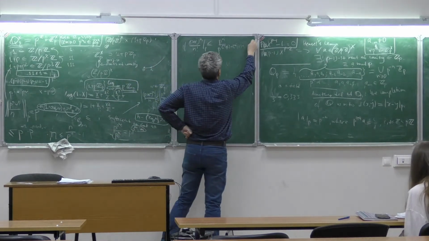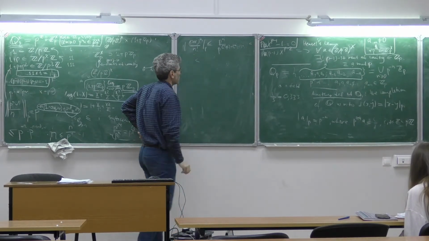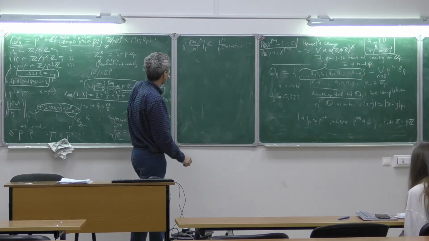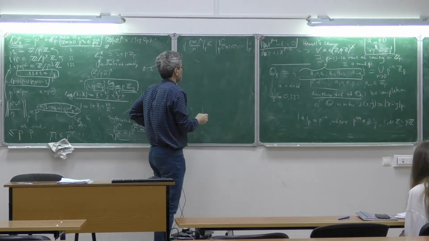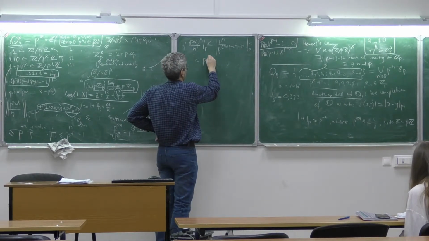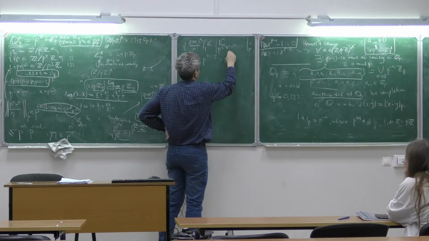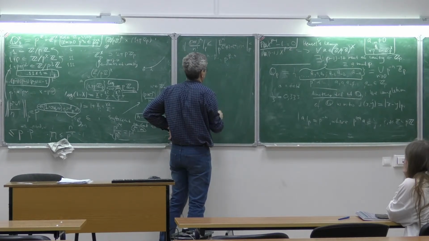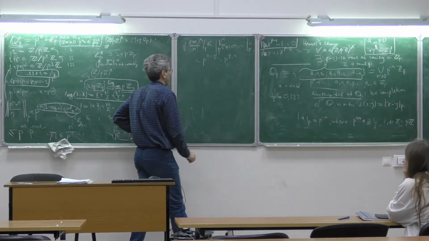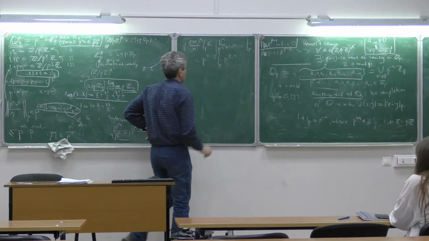And you can estimate this. You can estimate this by what? Sorry, maybe I should put here the norm. It will be p to the n minus n over p minus 1. So this is p to the p over p minus 1 n minus... sorry, minus, yeah.